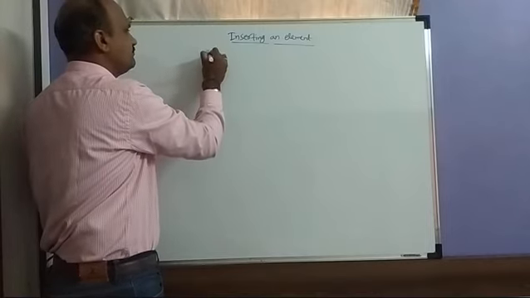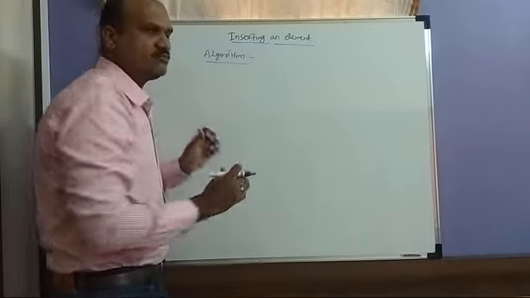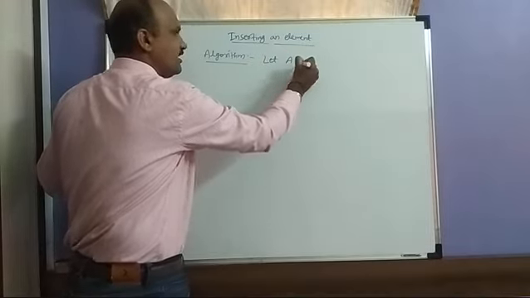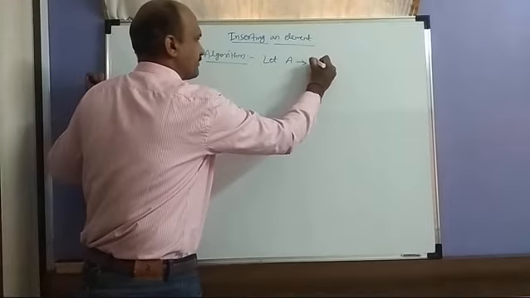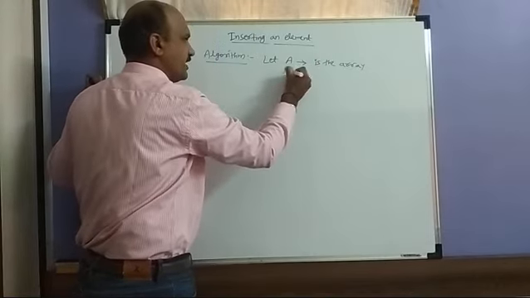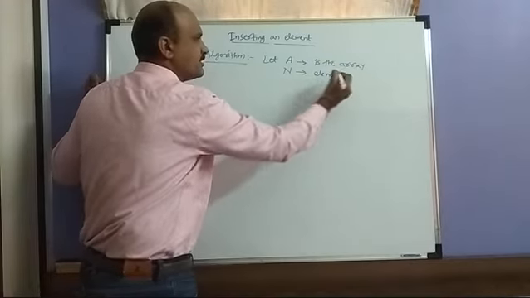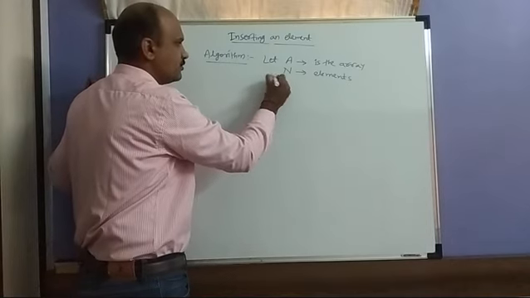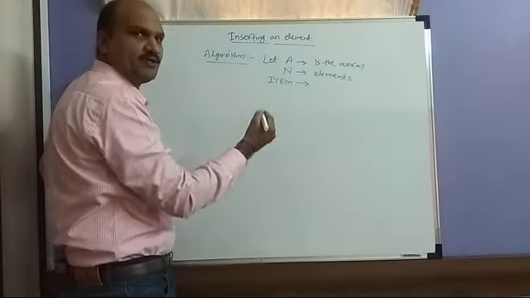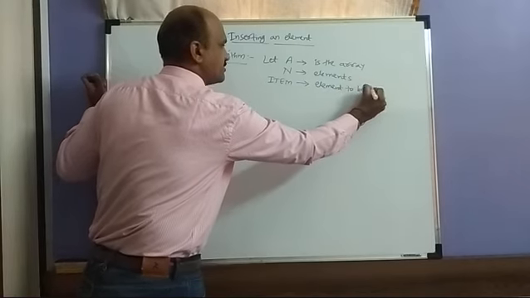We will write the algorithm first. It is a very simple algorithm. You need A, that is your array. Then you need n, that is the number of elements. Then you need the item. Which item should be inserted? That is item, the element to be inserted.